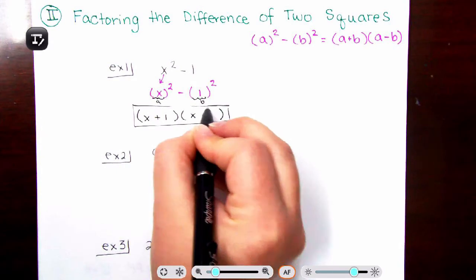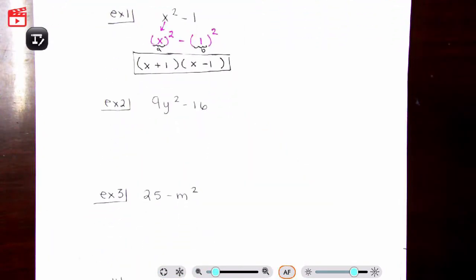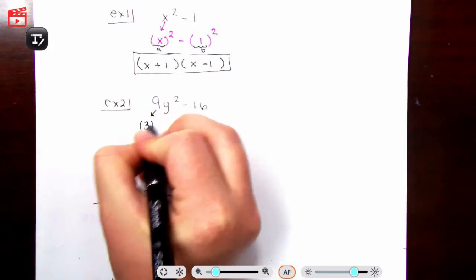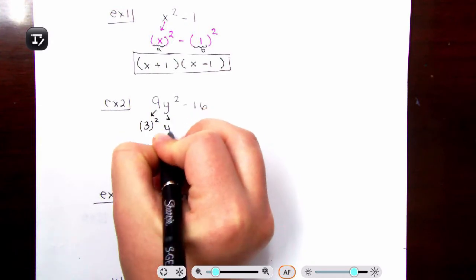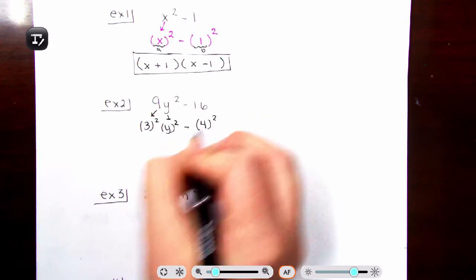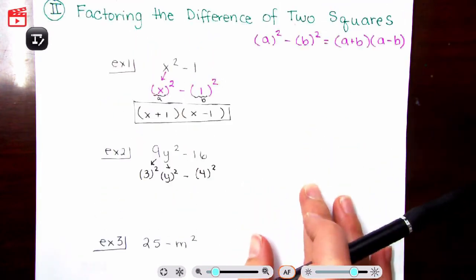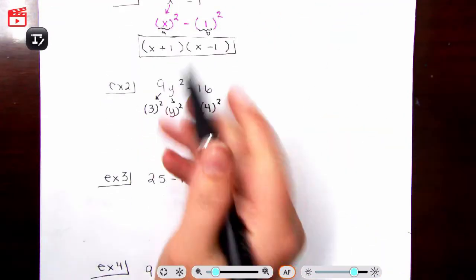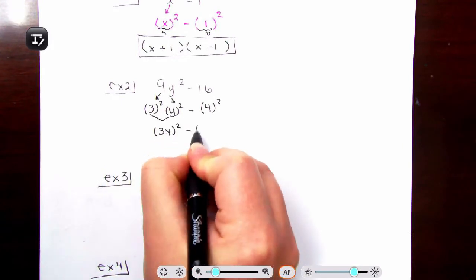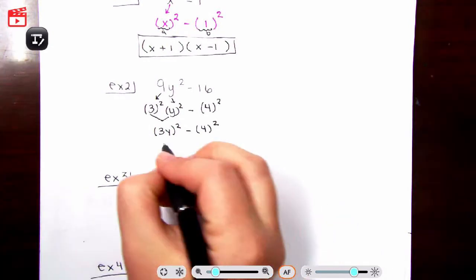Let's try another one that doesn't include 1. I feel like 1 is always a little tricky to see. So here's 9y squared minus 16. 9 is 3 squared, y squared is y squared, and 16 is 4 squared. Now notice 3 squared and y squared are not following this pattern. It's not just a squared. So we need to rewrite them as one term. So we're going to say 3y squared. Now we have this 4 squared remaining. And we have our pattern.